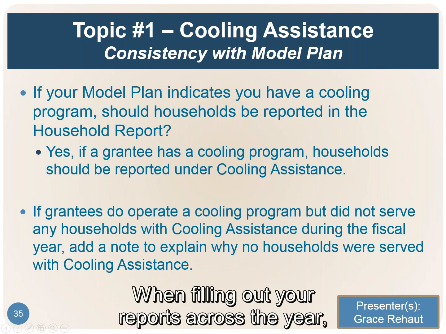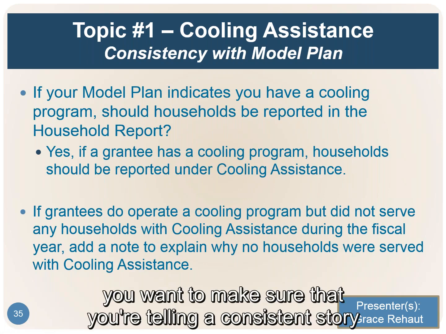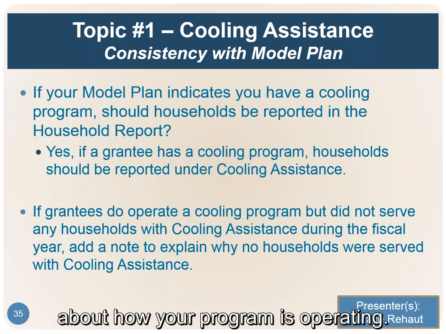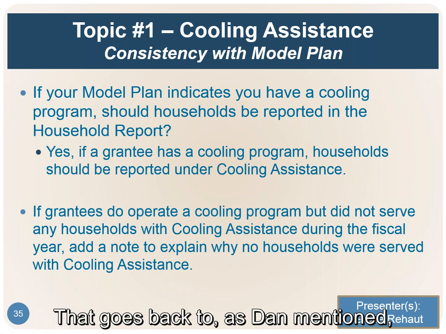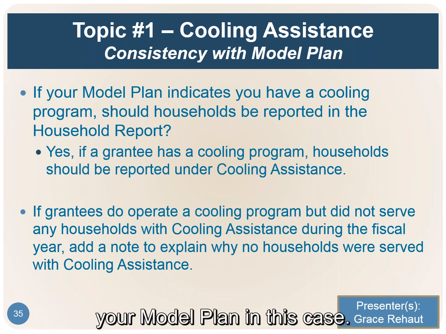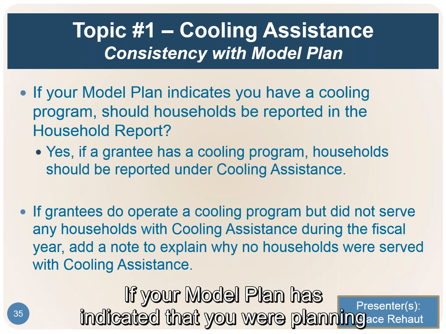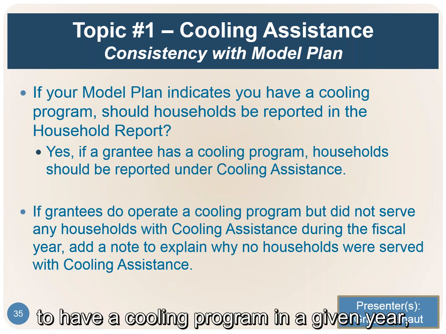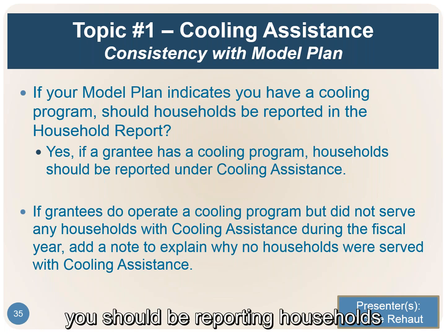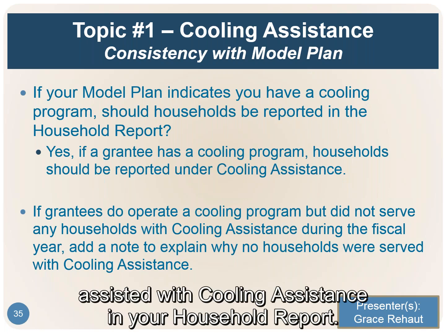When filling out your reports across the year, you want to make sure that you're telling a consistent story about how your program is operating. And so that goes back to, as Dan mentioned, your model plan in this case. If your model plan has indicated that you were planning to have a cooling program in a given year, you should be reporting households assisted with cooling assistance in your household report.